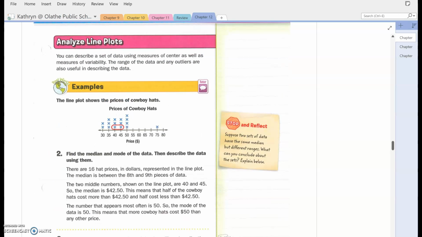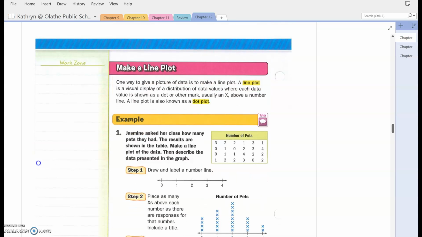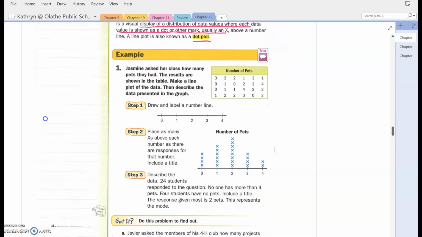So basically, when you talk about a line plot, here we go. When you talk about a line plot, it is a visual display of distribution of data values where each data value is shown as a dot or another mark, usually an X. Okay, these can also be called a dot plot as well. Okay, so line plot or a dot plot.